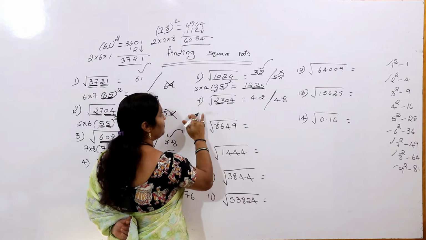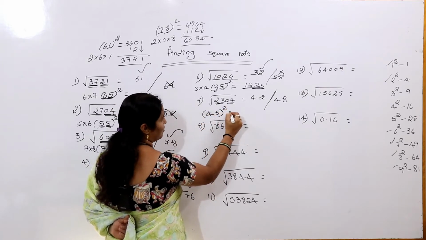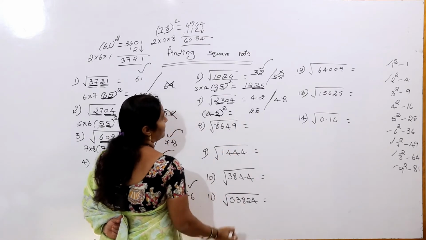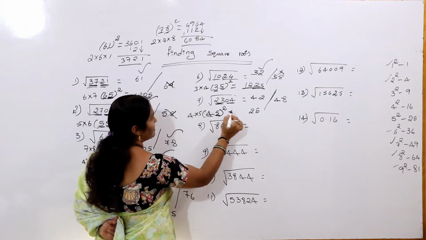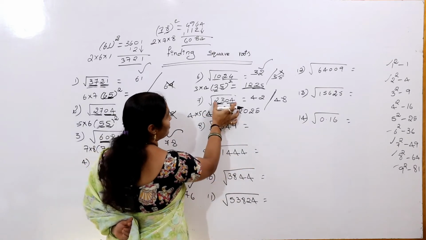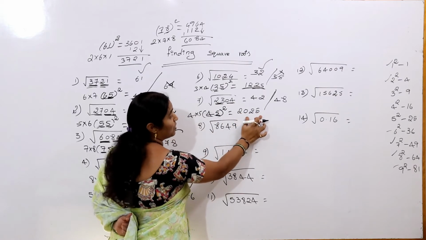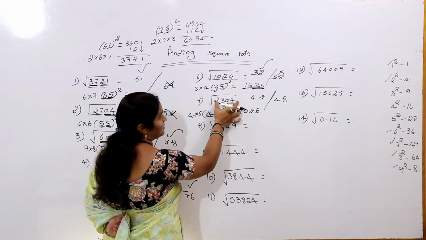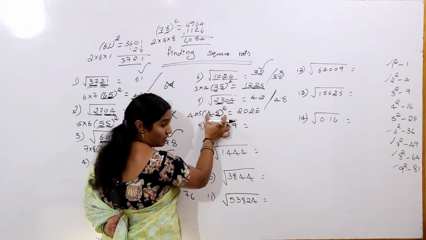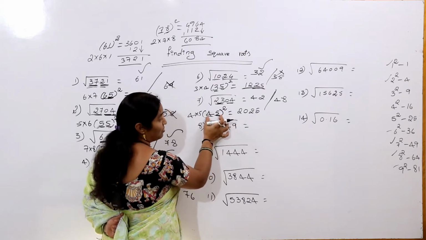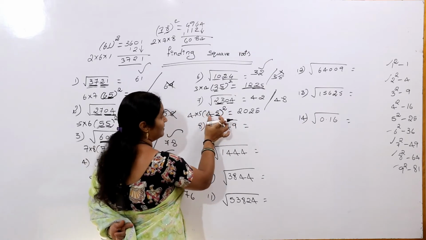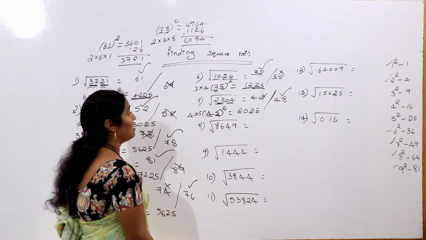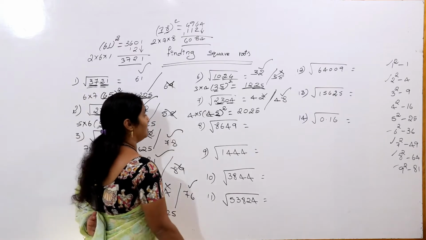Now we check for 45. 45 square, ending with 5 means the last 2 digits must be 25. 4 consecutive is 5. 4 5s are 20. So 2025 here we get. In the square root we have 2304. So this number is big when compared to this. Hence we have to take more than 45. So more than 45 is 48, not 42. Hence the square root of 2304 is equal to 48.